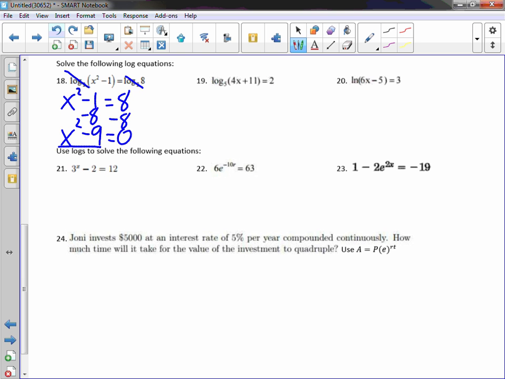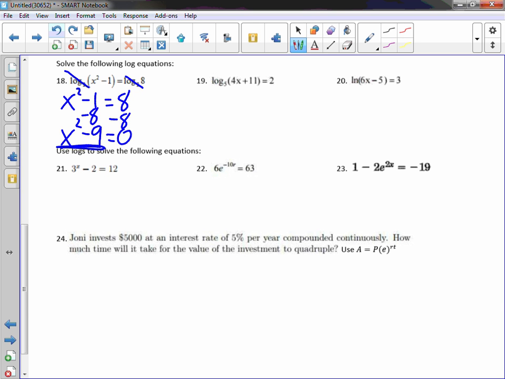X squared minus 9, I have two perfect squares. X squared and 9 are both perfect squares. And I have that minus sign, so that tells me this is a difference of perfect squares. If you need more help on that, please refer to part 2 of these review videos. That first page is all factoring, where I go very in depth on how to factor each type of problem.